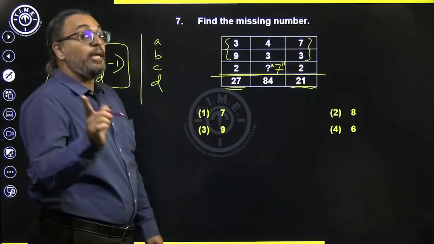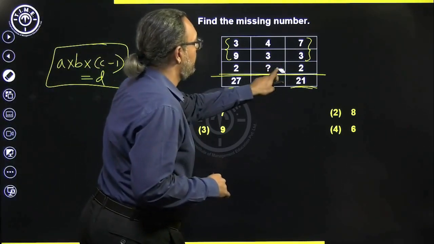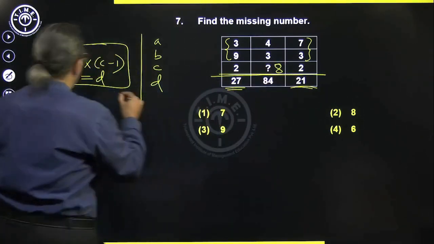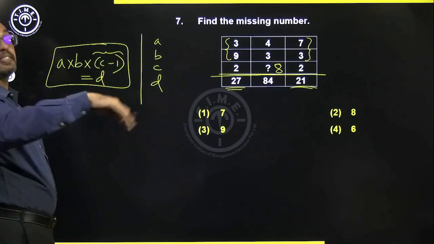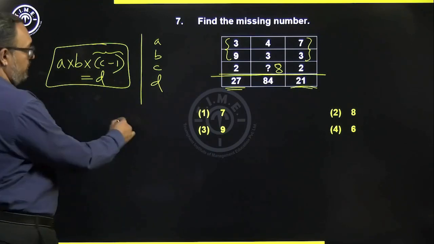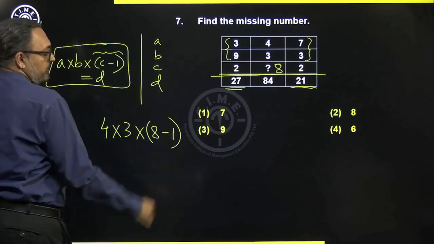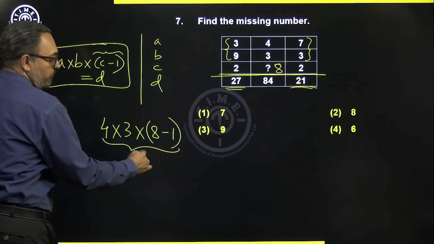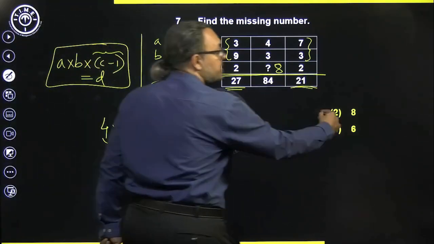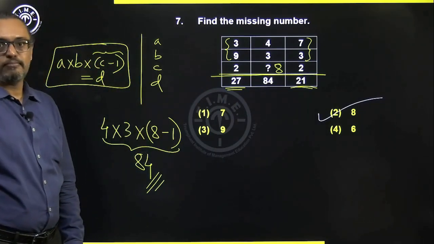Oh sorry, 12 multiplied by 7 is 84, right? Then the question mark cannot be 7. The question mark has to be 8, because my logic here is what? C minus 1. So 8 minus 1 is what you have to multiply. Understanding the point? So it is 4 into 3 into 8 minus 1, that is going to give me 84. So the answer here you have to pick is 8, not 7. Please be very careful. The formula is A into B into C minus 1.